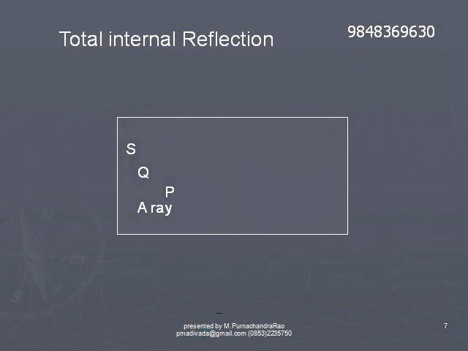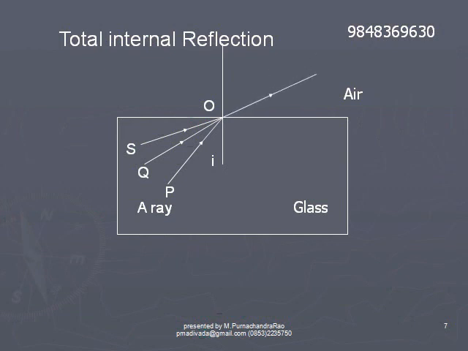Total internal reflection. To understand and study total internal reflection, let us consider a denser medium like glass. Inside the medium, let us consider different rays incident at the point O. Let PO, QO, SO be different paths traversed by different rays, and they are all incident at O. We know that a light ray which travels from a denser medium to a rarer medium bends away from the normal. So the ray PO, after emerging into air, makes more angle with the normal. It bends away from the normal.